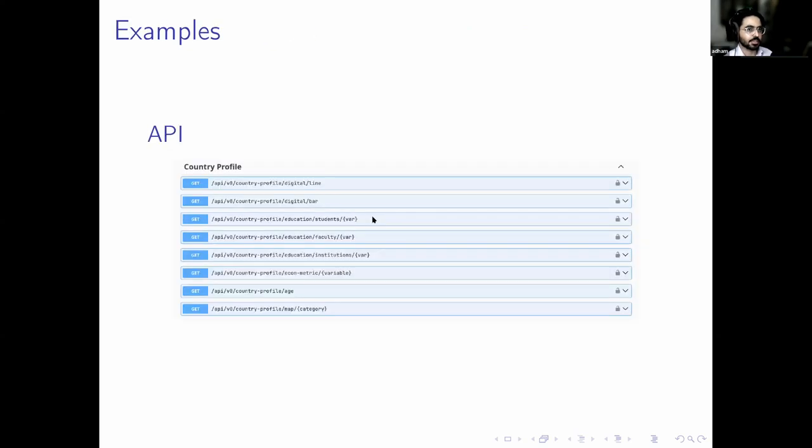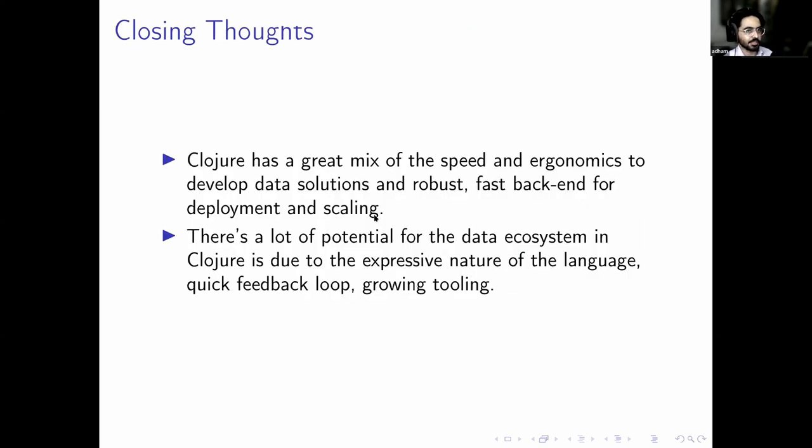This wraps up mainly everything, and some closing thoughts on Clojure for this use case, which we have had for about 7 months now. Clojure has a great mix of speed and ergonomics to develop data solutions, and the solutions that you develop are robust in the sense that you can always come back, do the evaluation of the namespace, and you get the same data back, assuming you wrote your functions in a pure way. It's fast, and it deploys to the JVM, which gives you many options for scaling the deployment later.